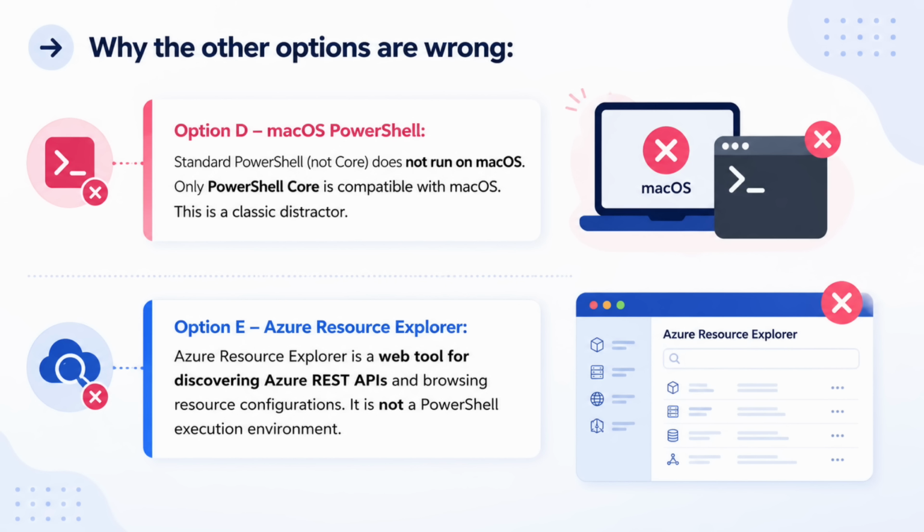Why the other options are wrong? Option D, macOS PowerShell. Standard PowerShell, not Core, does not run on macOS.